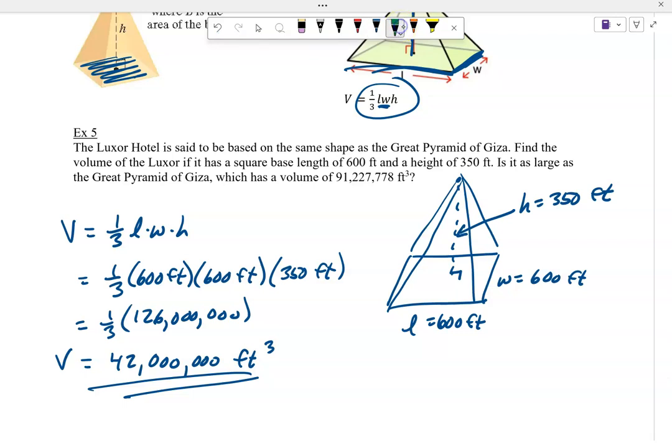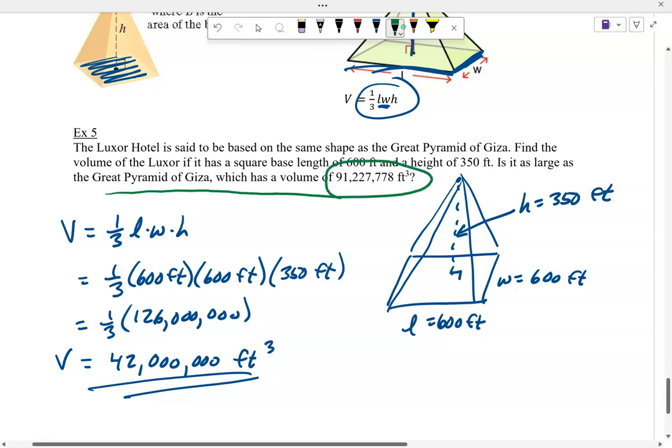How does it compare to the actual Great Pyramid of Giza, which is 91,227,778? So it's not even quite half the size, the volume, the capacity. Isn't that interesting? Anyways, that's how you find the volume of a pyramid.